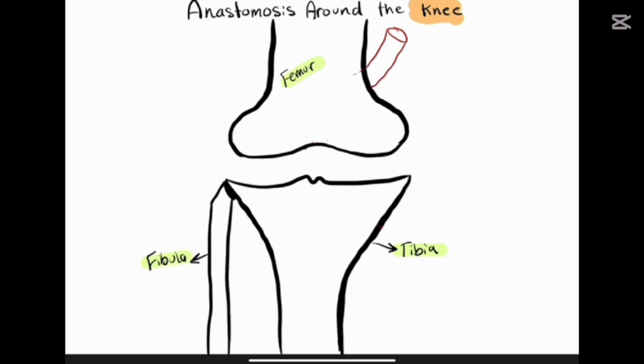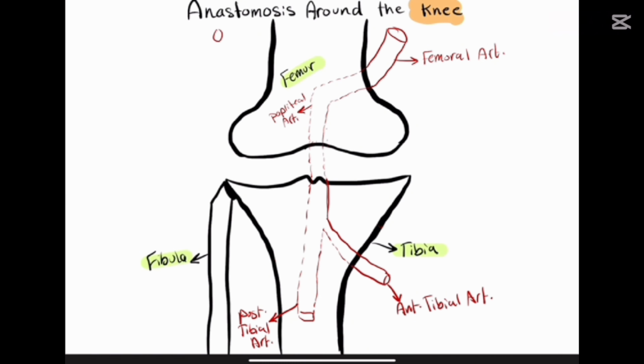The femoral artery then will continue to become the popliteal artery. Then the popliteal artery will continue to become the anterior and posterior tibial arteries. Another thing we need to know is the lateral circumflex artery that comes from the profunda femoris artery.